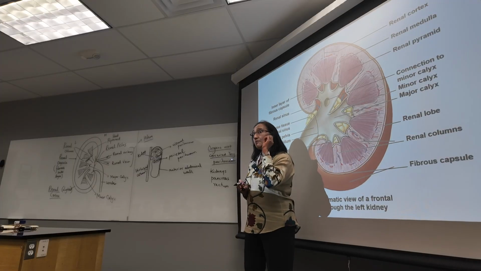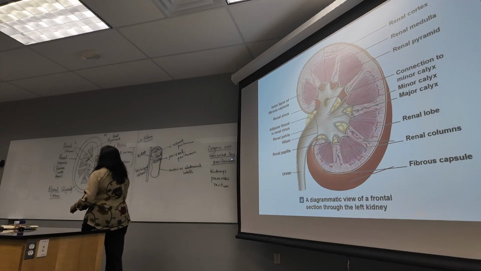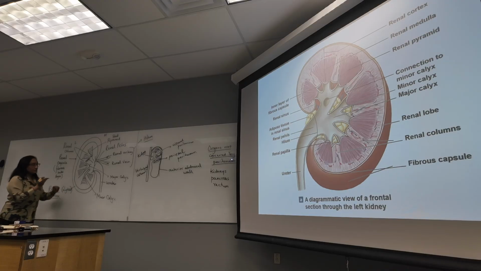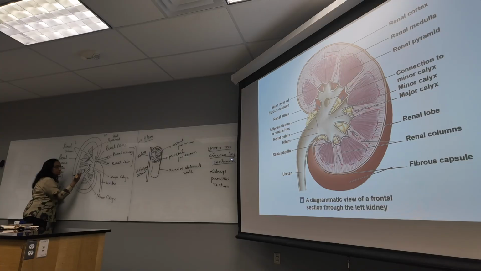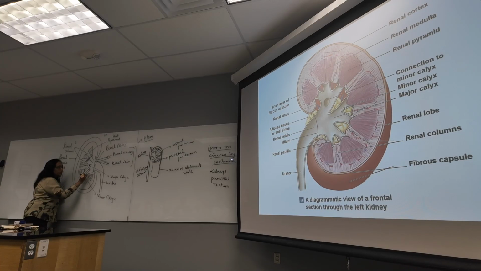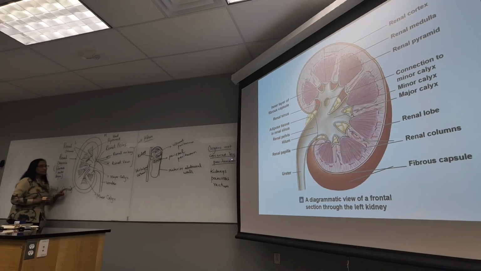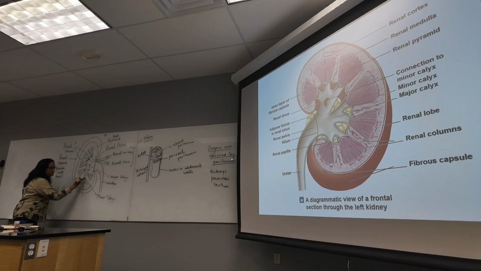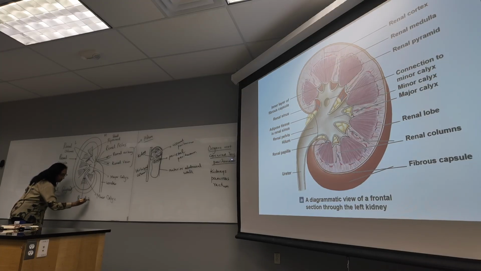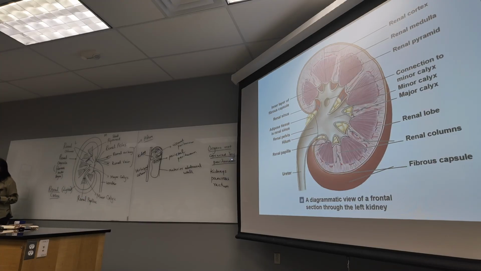Now, if you look at it microscopically, at the tip of each pyramid, you're going to see lots of tiny microscopic holes. There are lots of tiny holes here. Not visible with the naked eye, but under the microscope. Tiny openings. Now, these tiny openings that are seen at the tip of each pyramid are called renal papillae. They are called renal papillae.